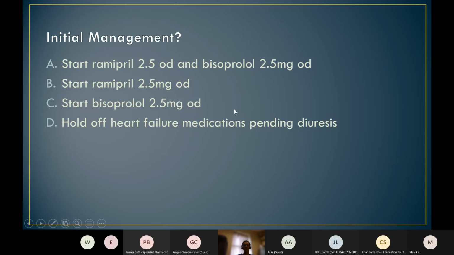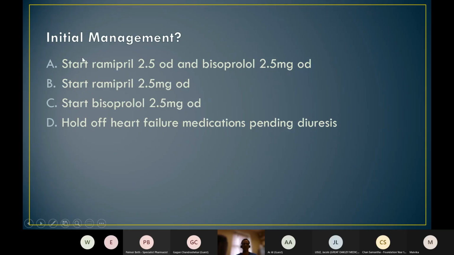Yeah, very good. Bisoprolol not acutely due to risk of decompensation. So we want to first diagnose here that this is heart failure. So I want an NT-proBNP. I also want to know what sort of heart failure this is, because if it's heart failure with a preserved ejection fraction, then actually these medications aren't indicated other than for blood pressure control, and they're certainly not indicated acutely.